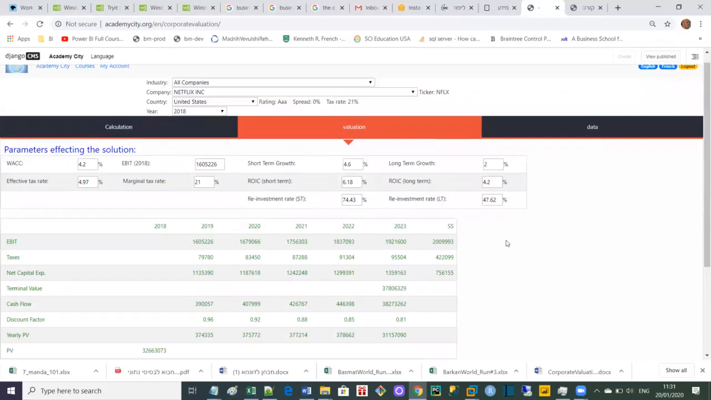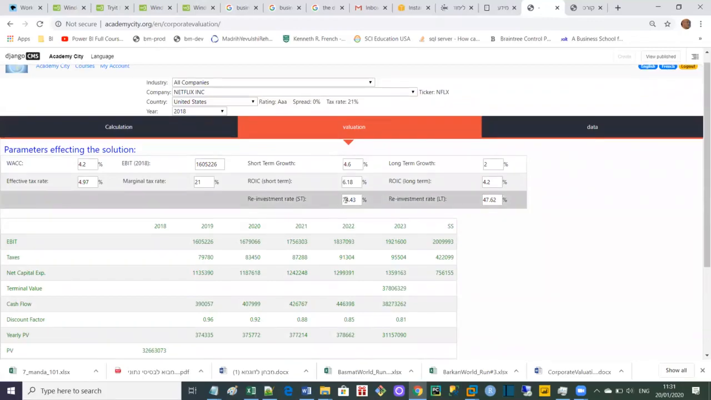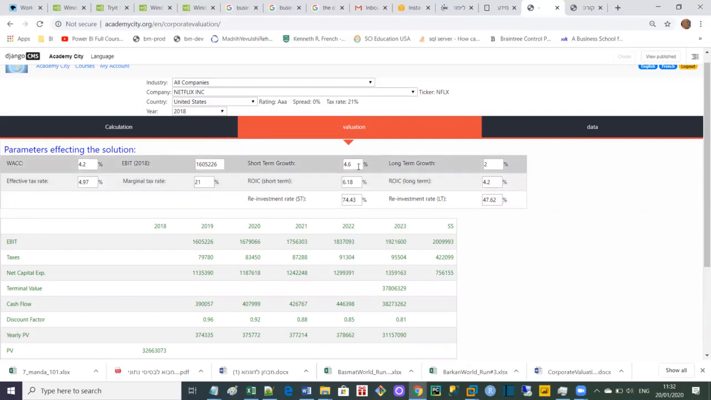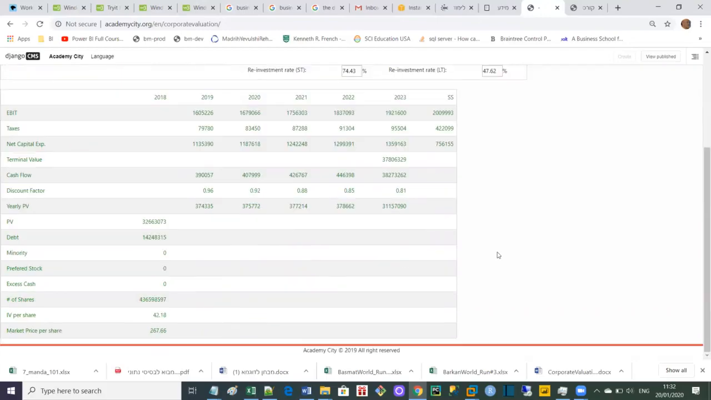Is reinvestment of 74 too high? Seems high to me. So that would maybe raise a question. Maybe our calculations are not perfect. Even if we're going by the rules, maybe we have to think about it. And let's look at the results.